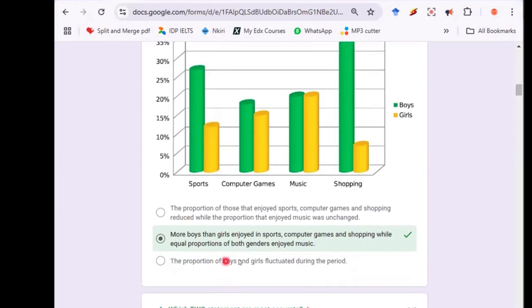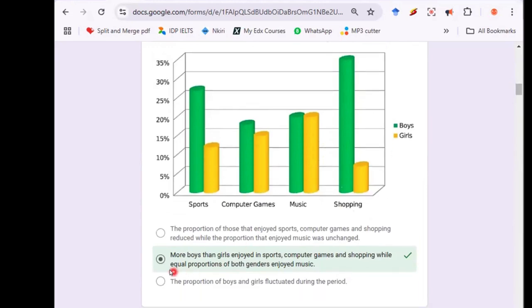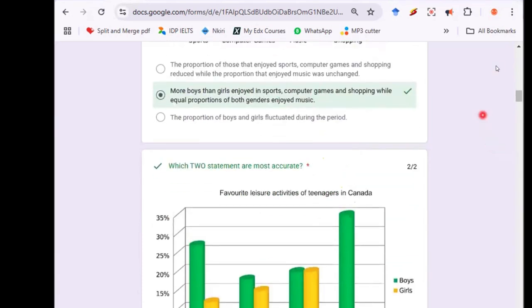Look at this third one too. Proportion of boys and girls fluctuated. No, fluctuated is a word for language of trend. So you cannot use fluctuated for this graph. Why? Because this graph does not have any dates. So you have to use what? Language of comparison only. And that's what we have in number 2. More boys than girls enjoyed sports, computer games, and shopping, while equal proportions of both genders enjoyed music. That's accurate overview. That's accurate word. Accurate overview.